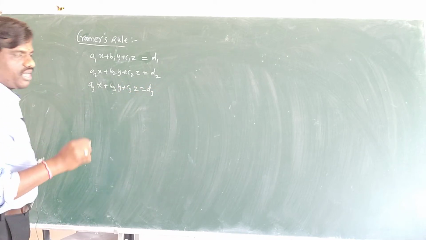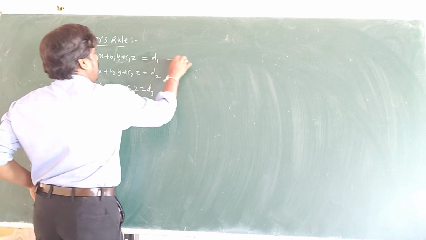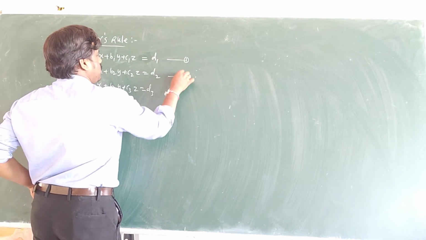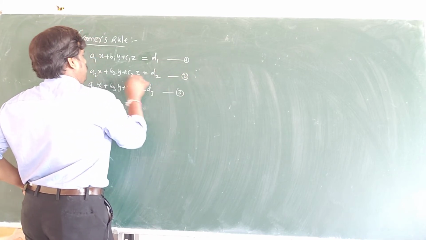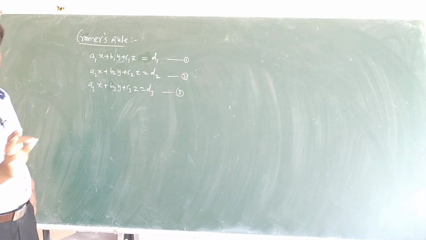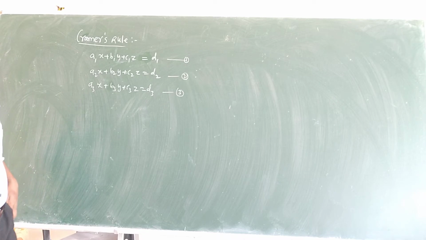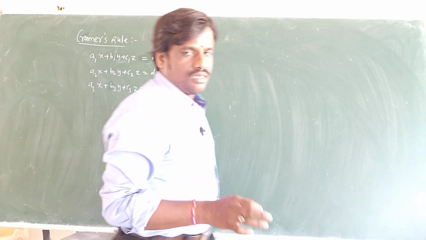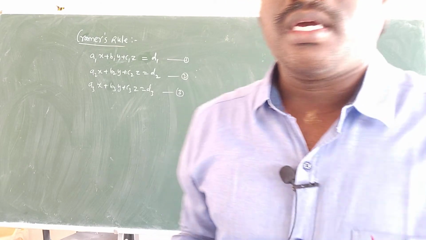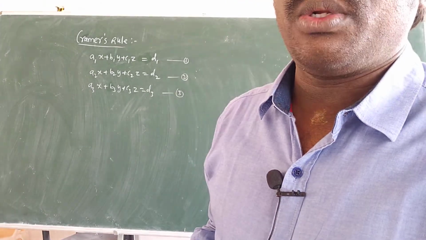I told you already, when you have three equations, we call them planes. If you have two variables, a linear equation in two variables, that is lines. A linear equation in three variables is called planes. So we are going to discuss them in detail, how to find the solutions.